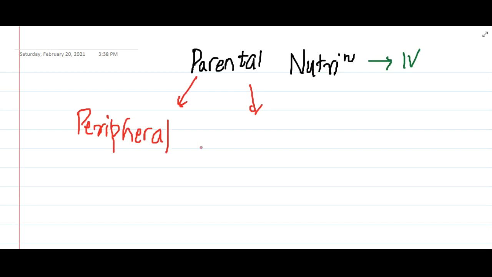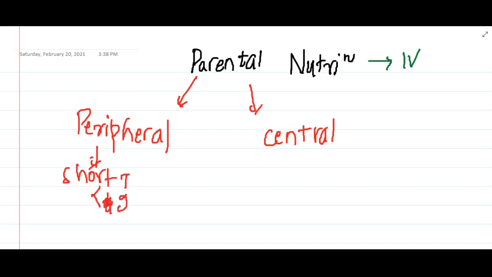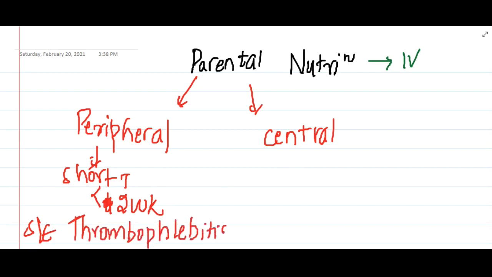One, we have the peripheral route of delivery. Second, we have the central route of delivery. Peripheral route of delivery is short term and it can be used only for less than 2 weeks. The main advantage is it will avoid the central line, whereas the disadvantage is it can result in formation of thrombophlebitis, right?